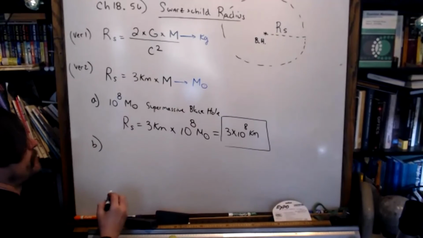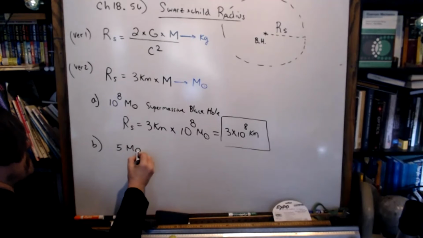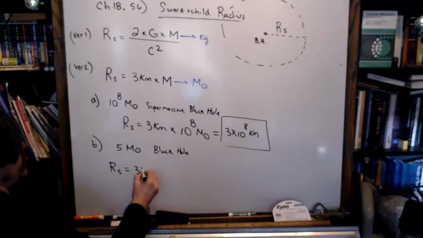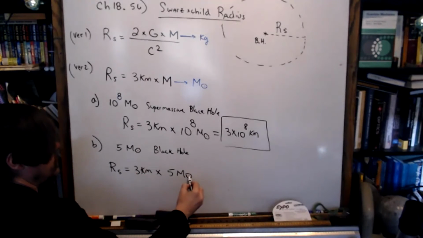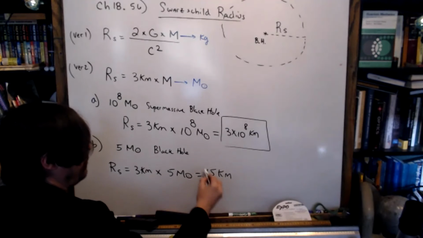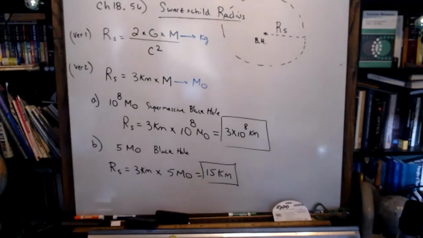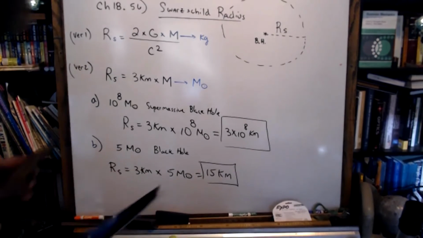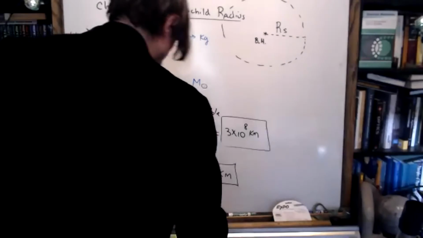Okay, Christopher, B. A 5 solar mass black hole that formed in the supernova of a massive star. Once again, we're going to want to use the simple version. 3 kilometers times 5 solar masses is a 15 kilometer Schwarzschild radius. Take a moment to jot that down because I'm going to have to erase it. How we doing? I'll erase.